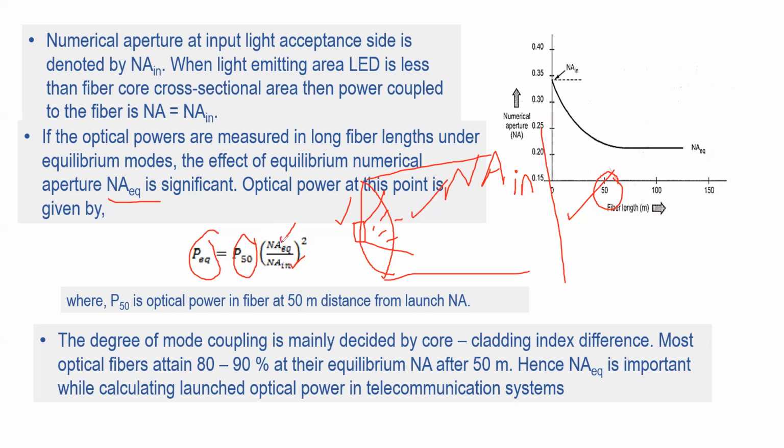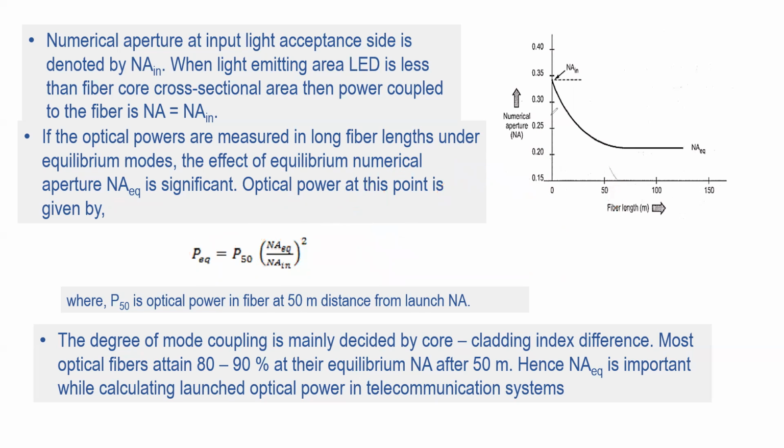What is equivalent numerical aperture? It is the numerical aperture measured when an equilibrium mode waveform is traveled for a long distance. It is taken as a ratio of your input numerical aperture because it is not an ideal case. So in a practical case, there will be a loss. Hence, we are considering the ratio between the ideal equilibrium numerical aperture and the input numerical aperture, and we are multiplying this with the power present at a length of 50 meters.